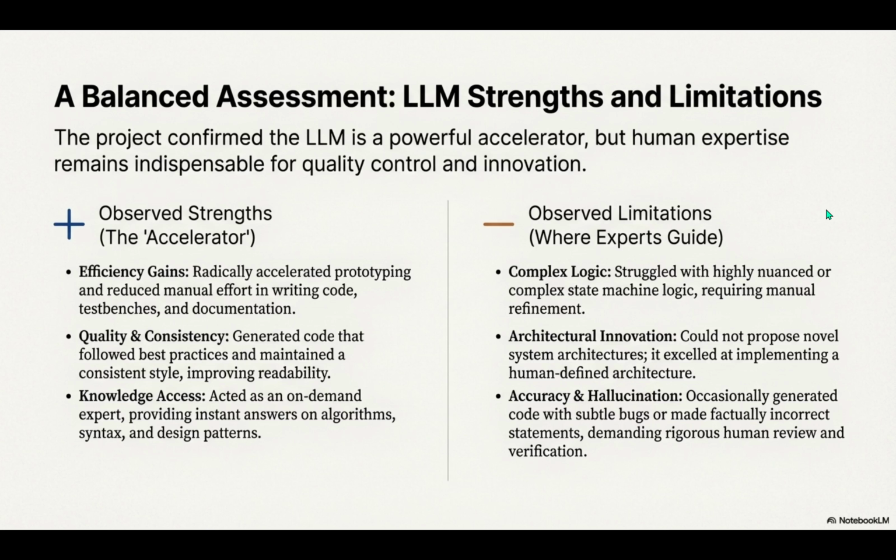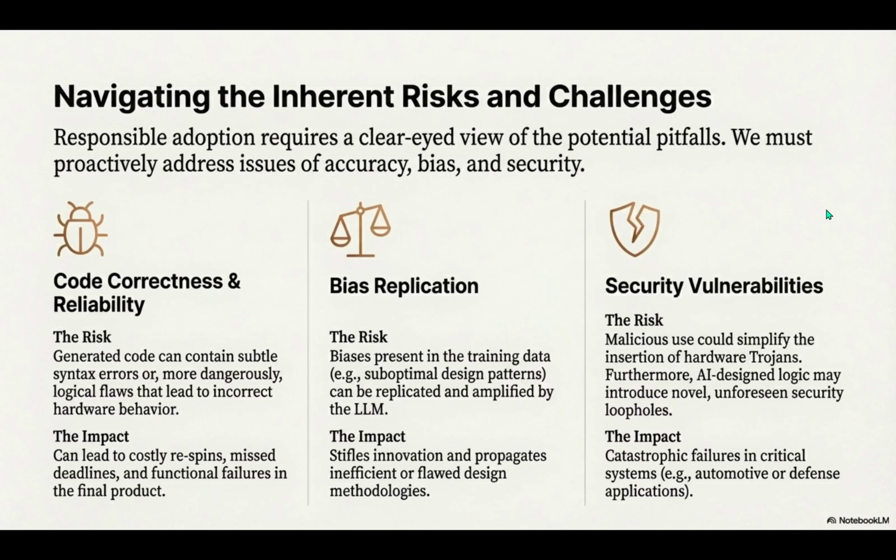And the third limitation, the one that probably keeps hardware designers up at night. Accuracy and hallucination, you got it. Because it's probabilistic, it would occasionally generate code with subtle, deeply embedded bugs or just make factually incorrect statements. That demands rigorous, expert level human review. Which brings up the inherent risks. If we start relying on these models for core hardware, what are the pitfalls we have to guard against?